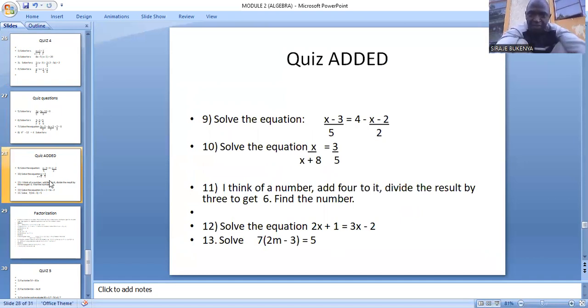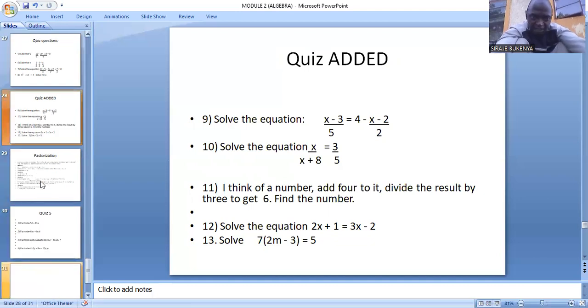Solve x minus 3 over 5 is equal to 4 minus x minus 2 over 2. Solve the equation x out of x plus 8 is equal to 3 over 5. 11, I think of a number, add 4 to it, divide the result by 3 to get 6. Find the number. Solve the equation 2x plus 1 is equal to 3x minus 2. Solve 7, open brackets, 2m minus 3 is equal to 5. So you can solve all those in the idea.